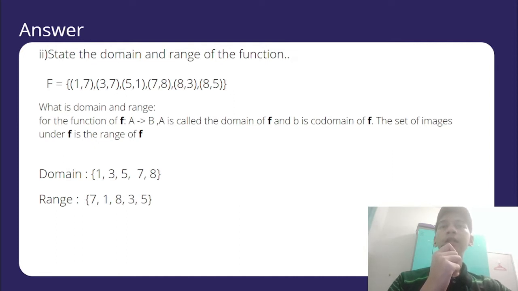The range is 7, 1, 8, 3, 5. Before you answer this question, this is the definition of domain, codomain, and range that you need to know in order to solve this question.